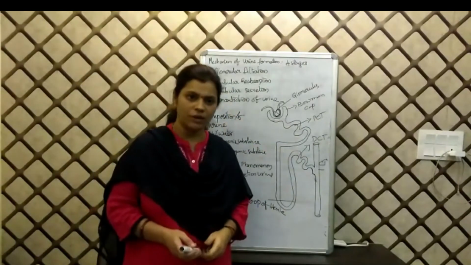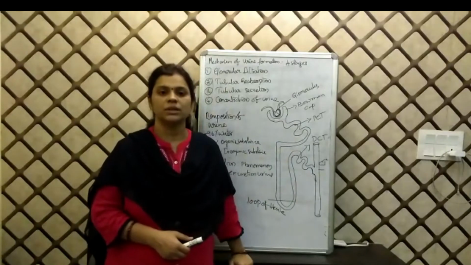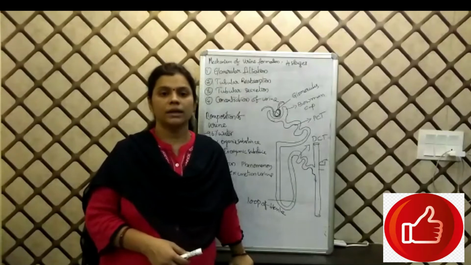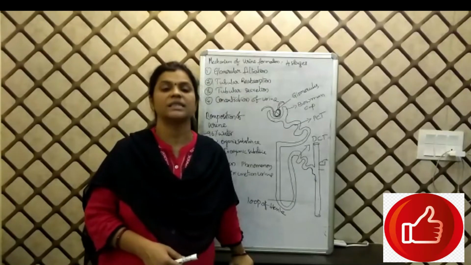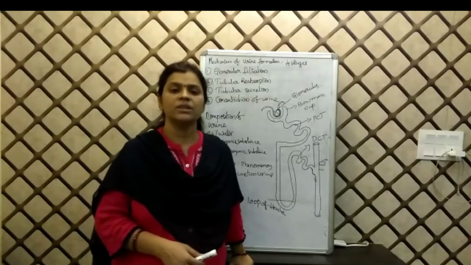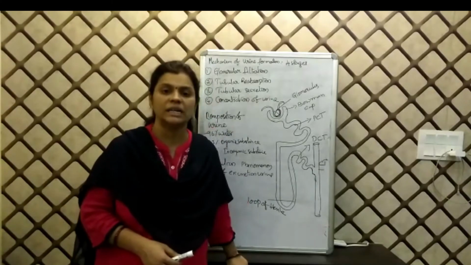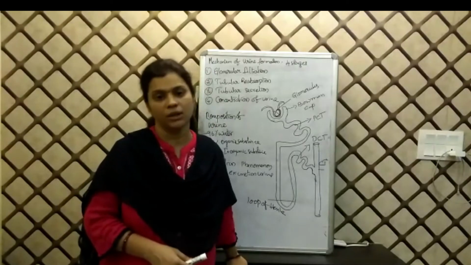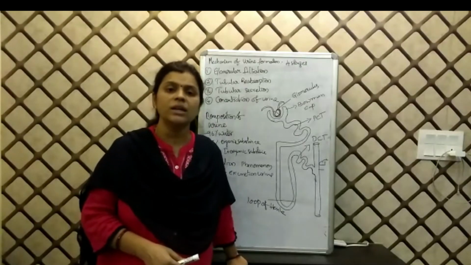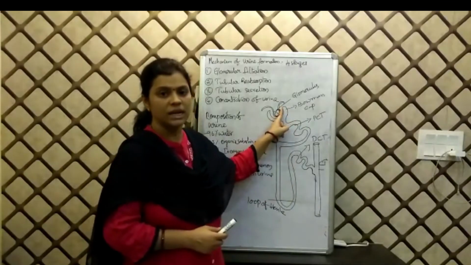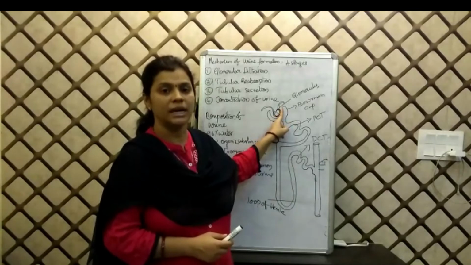In the glomerular filtration, what actually takes place? We already know that the glomerulus is formed by the renal artery that is entering into the Bowman's cup. This renal artery enters into the Bowman's cup as the afferent arteriole and comes out of the Bowman's cup as the efferent arteriole.